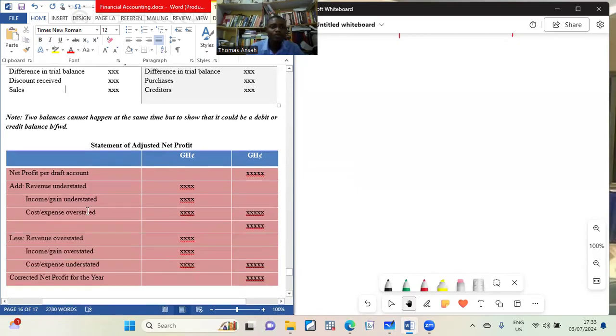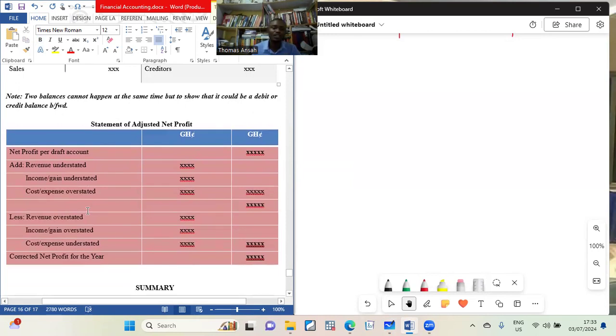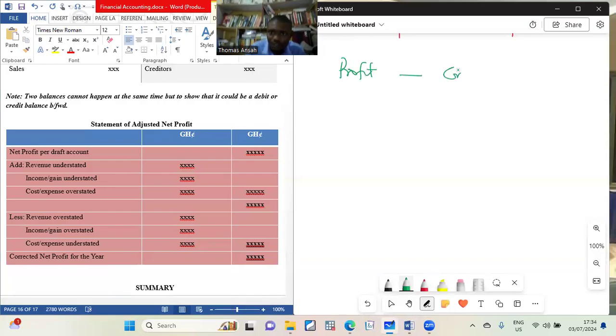And if you are asked to do an adjustment on the net profit, you will pick the net profit per draft account. Then you add understated revenue. Why are you adding understated revenue? You are adding understated revenue because the net profit, if it is a net profit, it is a credit. Profit is a credit. It's an income. All right. So that is that. Profit is a credit. Then loss is a debit.